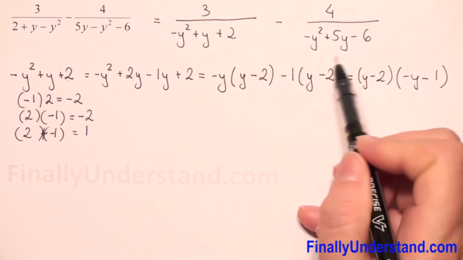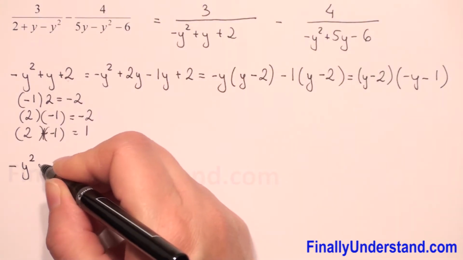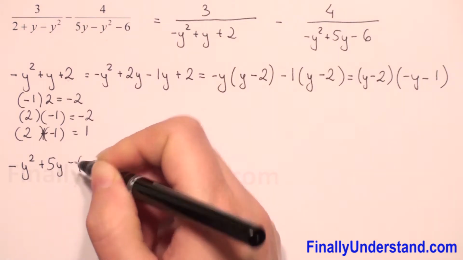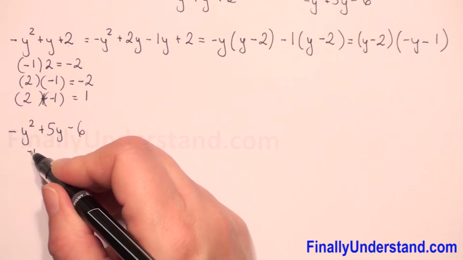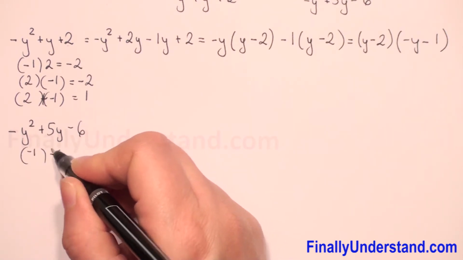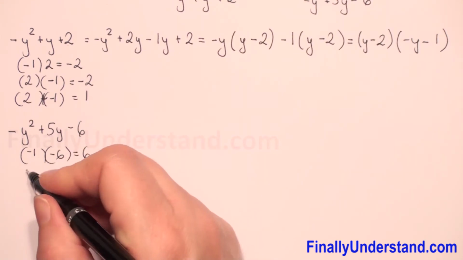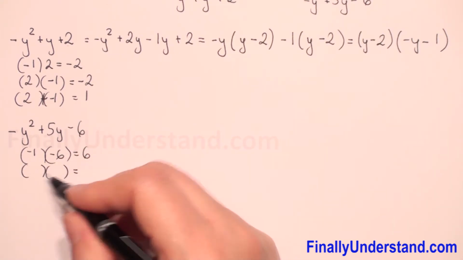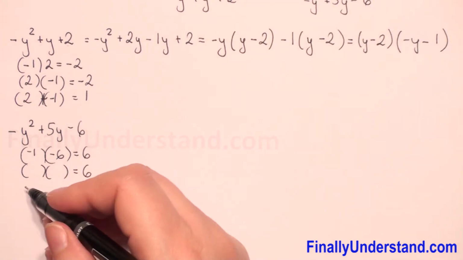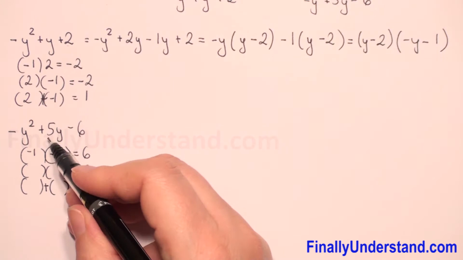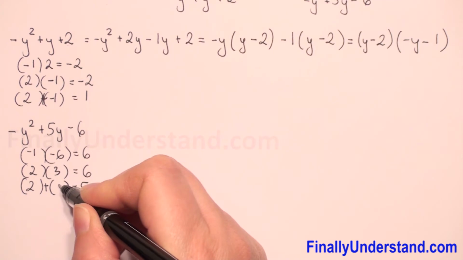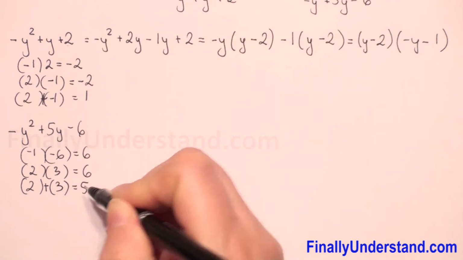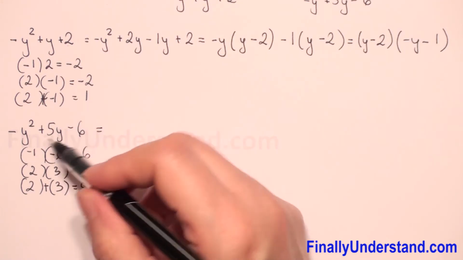The same way we will try to do with the second denominator. Let me copy. We have negative y squared plus 5y minus 6. First I have to multiply the coefficient before y squared, negative 1, times negative 6. This is 6. So I need to find two numbers whose product gives me 6, and when I add these two numbers, I have to have 5. So it will be 2, of course, and 3, because 2 times 3 is 6, and 2 plus 3 is 5. So now I can rewrite our trinomial.